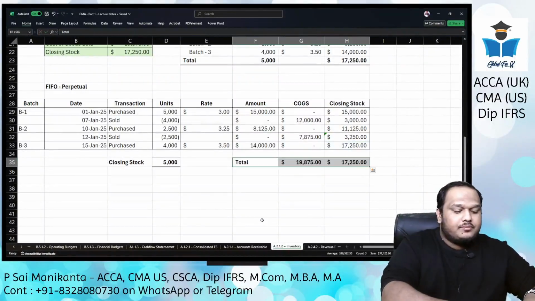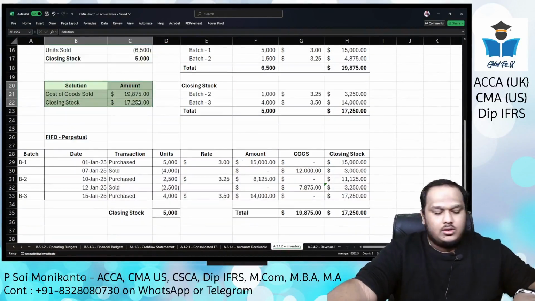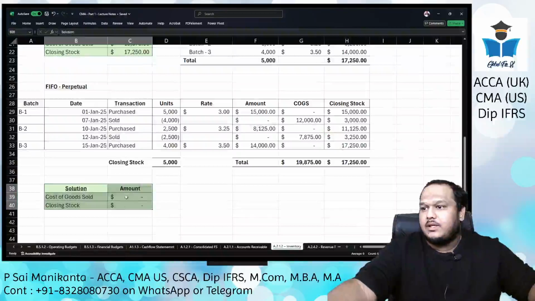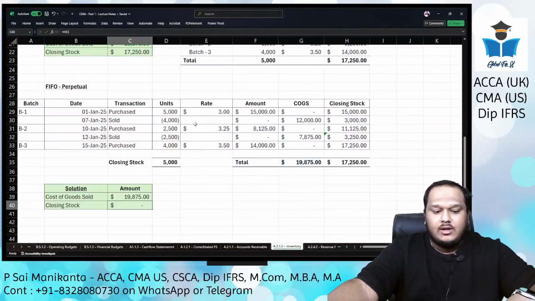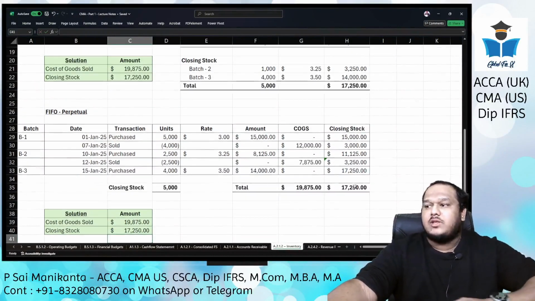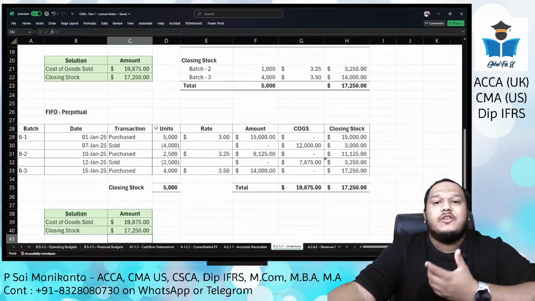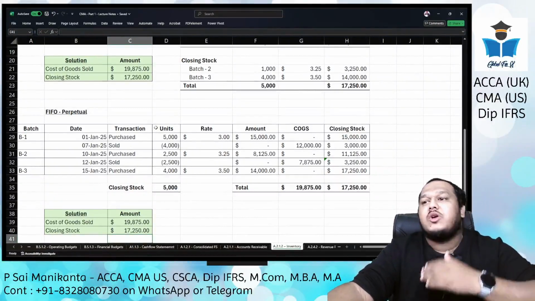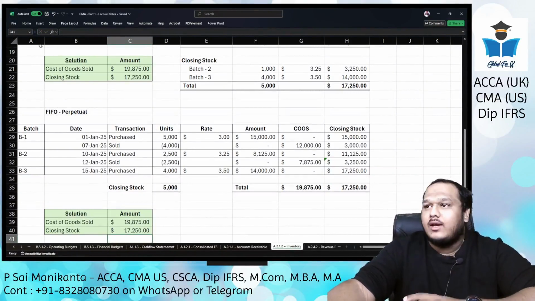All right, let's check this. Copy here, paste it here. Cost of goods sold is how much? 19,875, and closing stock is 17,250. Let's see if that matched with the periodic method or not. See, that's what I told you. FIFO periodic and FIFO perpetual will give you the same answer. There is no difference.